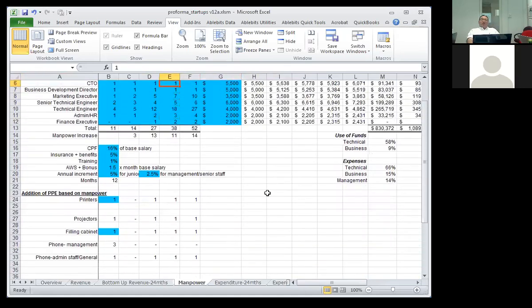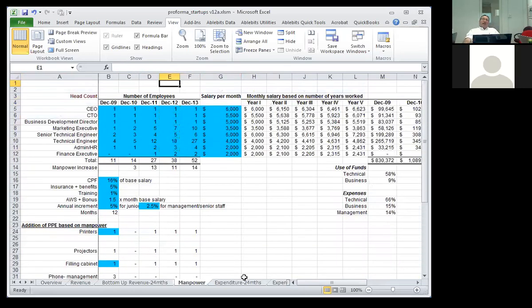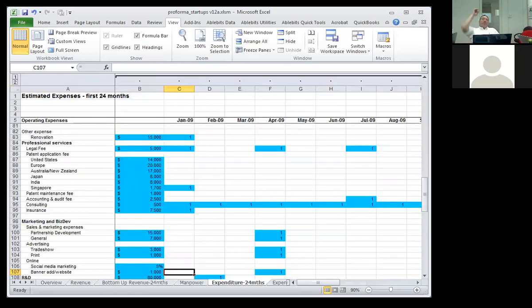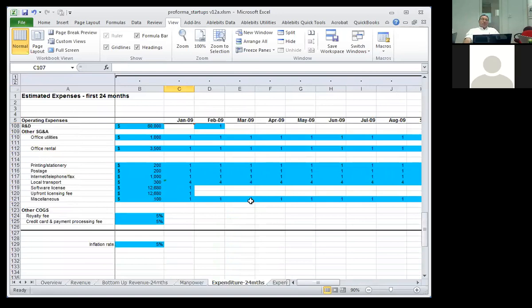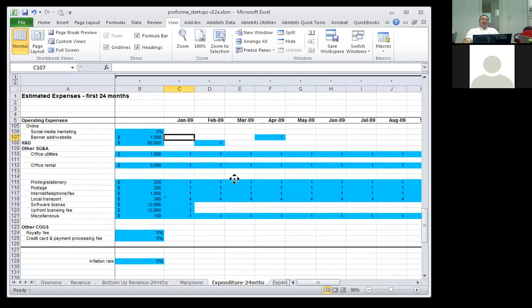And on the next page, we have the input section for expense for the first 24 months, again on a monthly basis, allowing us to do input monthly. And pretty detailed.